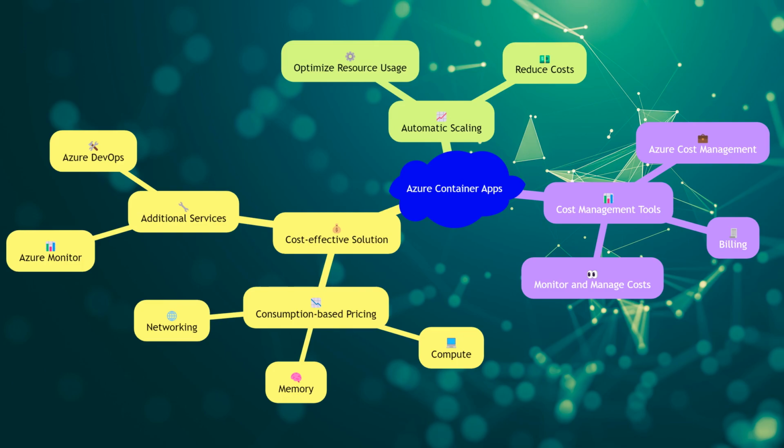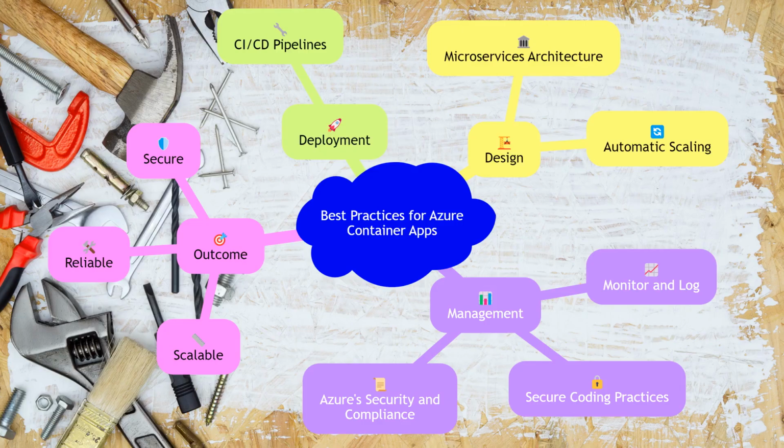To get the most out of Azure Container Apps, follow best practices for designing, deploying, and managing your containerized applications. These practices include using a microservices architecture, implementing CI/CD pipelines, and leveraging automatic scaling. Additionally, ensure that you monitor and log your applications, use secure coding practices, and follow Azure's security and compliance guidelines. By adhering to these best practices, you can build scalable, reliable, and secure containerized applications that meet your business needs.